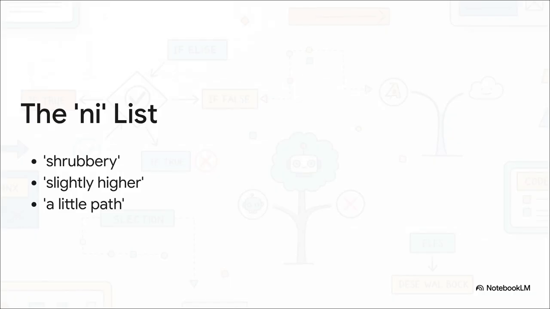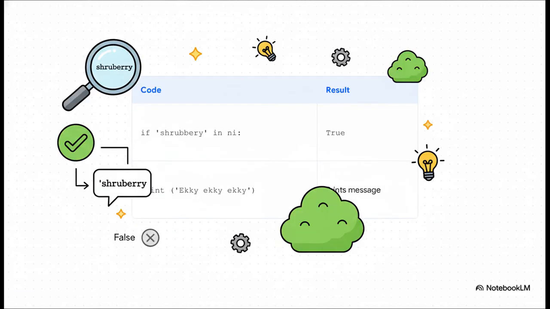To see this in action, let's set the scene with another great example. Let's pretend we have a Python list and we've called it nigh. Inside this list are 3 bits of text: shrubbery, slightly higher, and a little path. This is the collection we're about to search. Now just look at how simple and clean this is. This line of code is basically just asking a straight-up question: is the word shrubbery anywhere inside that nigh list? Since it is, the condition is true, and it runs the print command. It's a really direct way to test for membership.